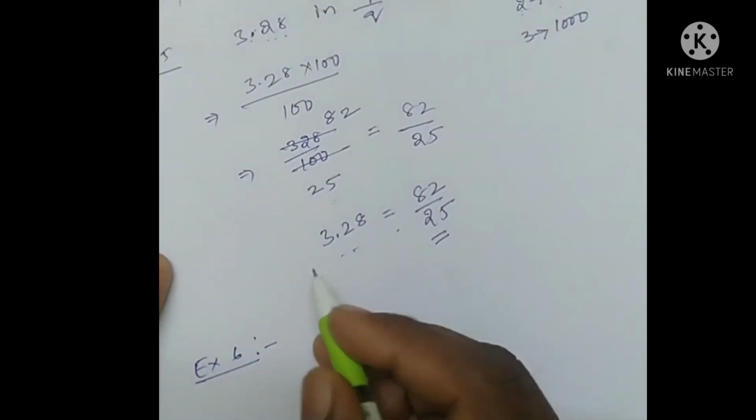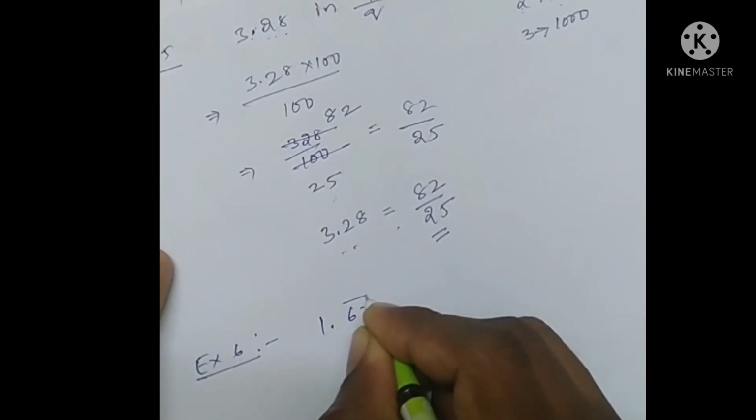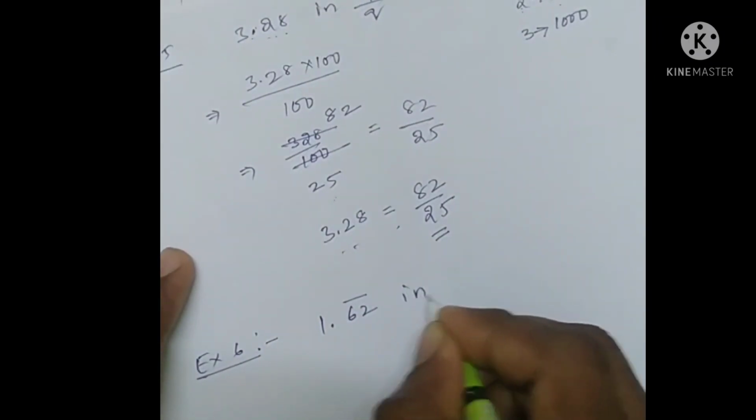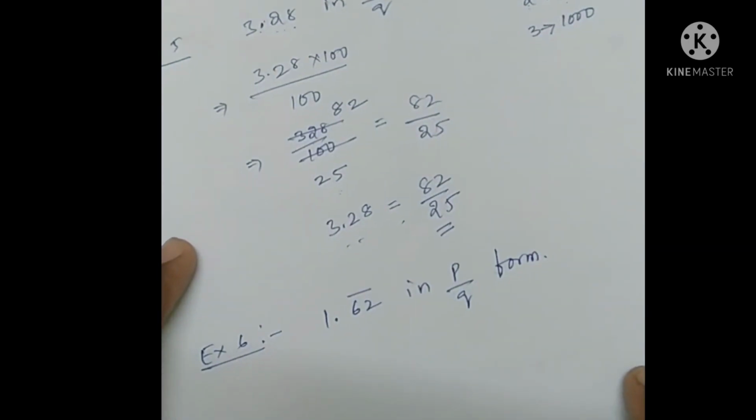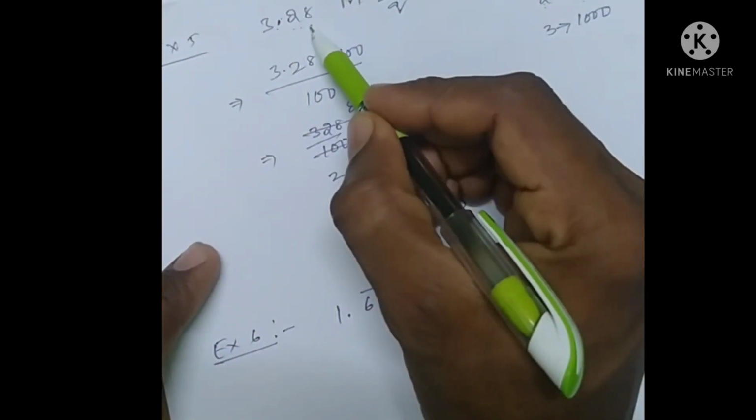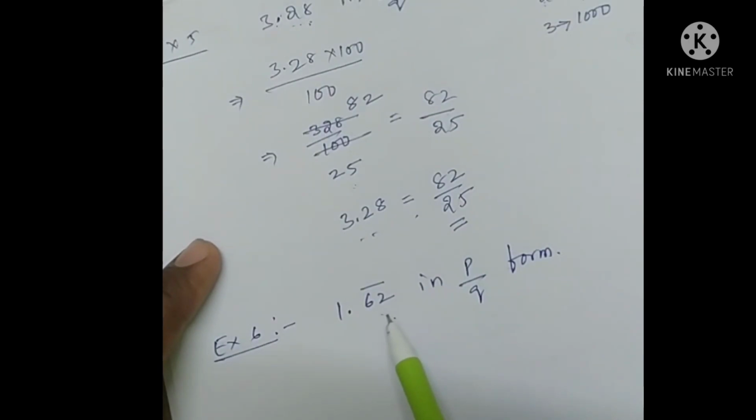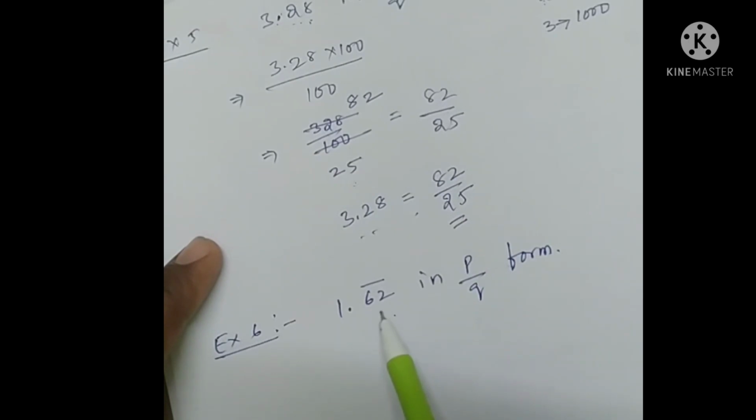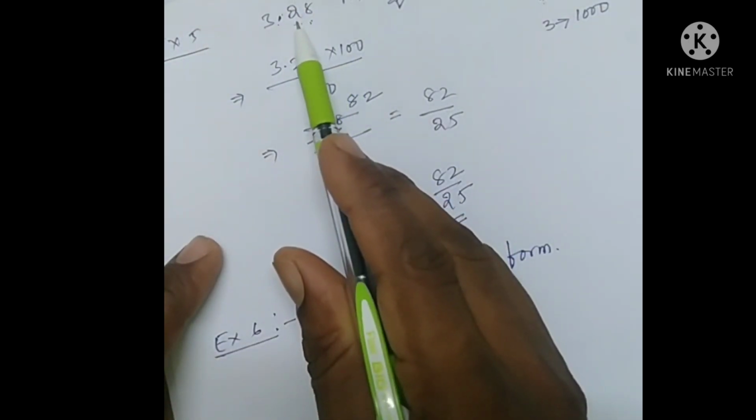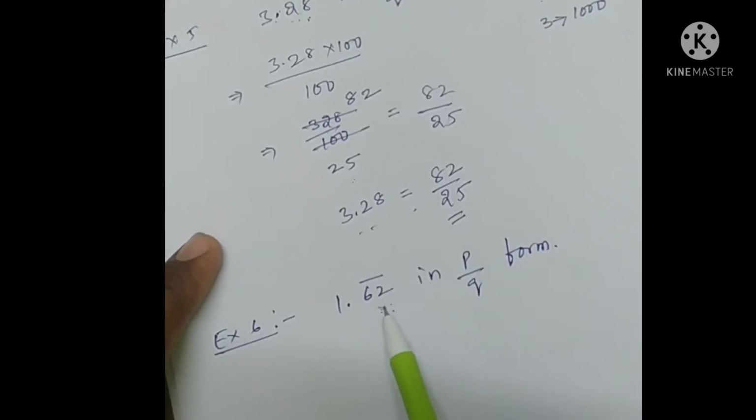Next question. Express 1.62 bar in P by Q form. So look here, students, this is a terminating decimal expansion. This is non-terminating and repeating, or non-terminating recurring. In non-terminating, this is a repeated decimal expansion or recurring decimal expansion.